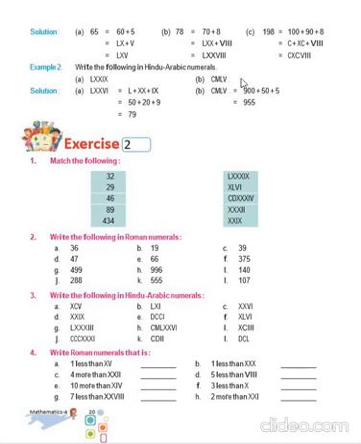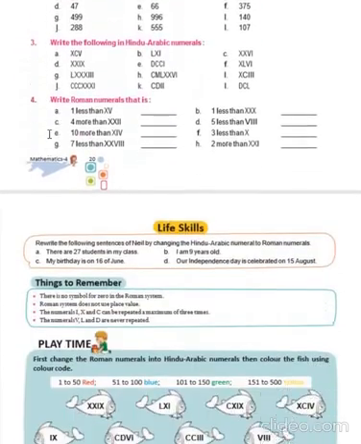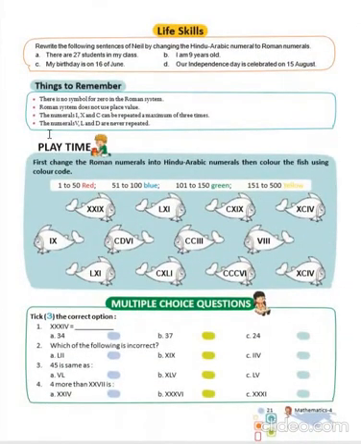Similarly for CMLV, CMLV is equal to CM plus L plus V. So it will be 900 plus 50 plus 5, which is equal to 955. Now come to exercise 2. Here you have to do this exercise as explained in the above examples. So this one you have to do yourself.